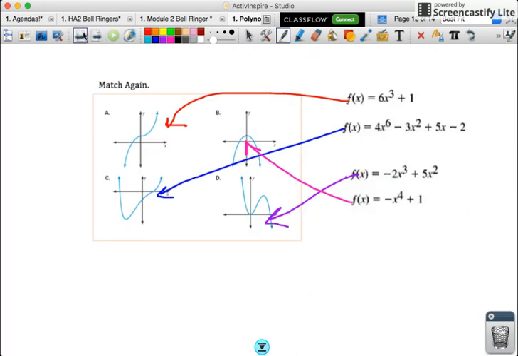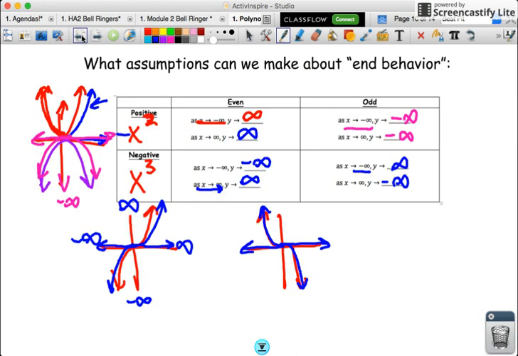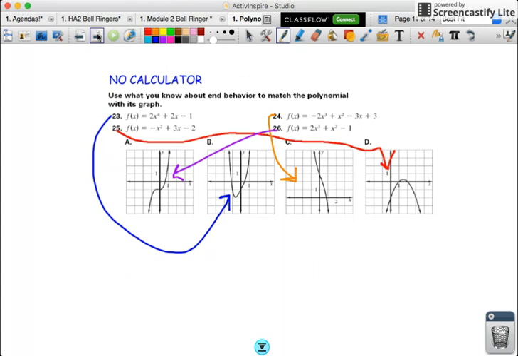So on these next two questions, I want you to pause the video, and without a calculator, solve these questions. Okay, so pause the video. Can you figure out which graph is associated to the correct polynomial? So hopefully you got this right. This is 23, this is 25, this is 24, this is 26.